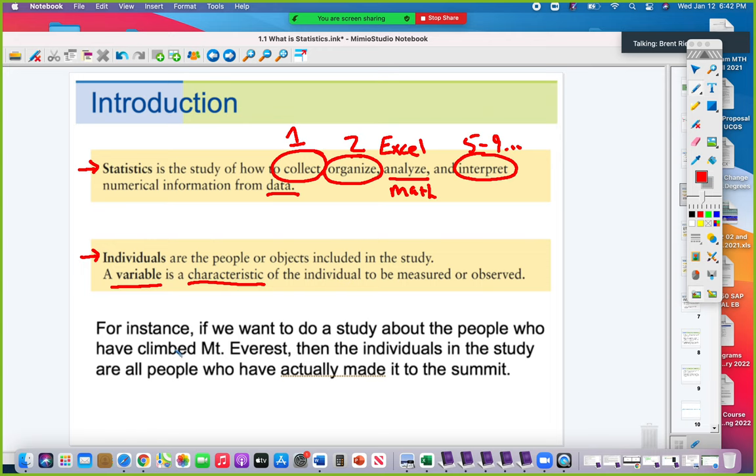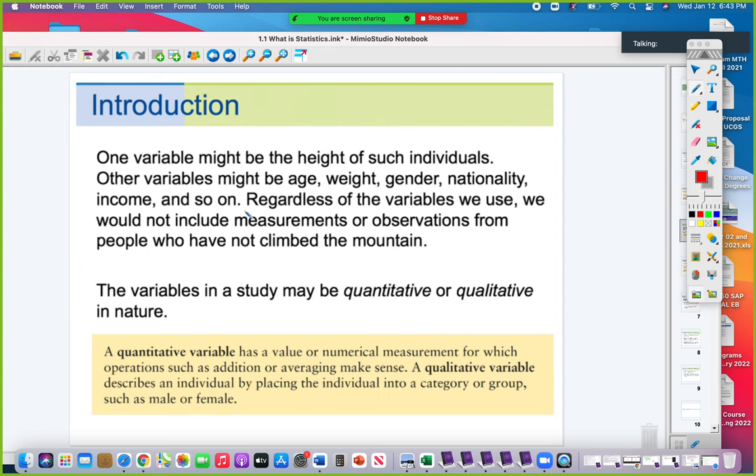Okay? For instance, and you don't have to write this down, but again, you're writing down the bold stuff and the definitions. So, for instance, if we want to do a study about the people who have climbed Mount Everest, then the individuals in the study are all the people who have actually made it to the summit. One variable, don't write all this down, might be the height of such individuals. So height is a variable. Other variables might be age, weight, gender, nationality, income, and so on.